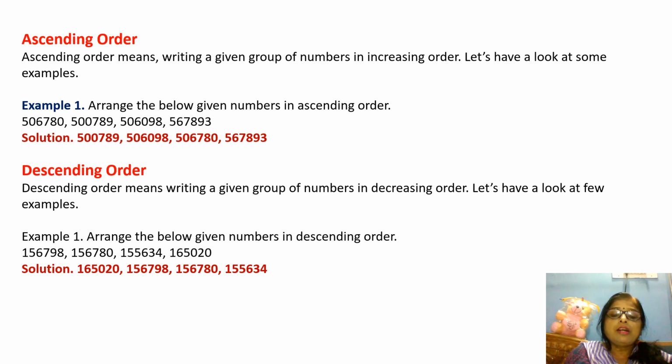So the first numeral will be the smallest and the last will be the largest. In this way, you can solve the ascending order. Next one, descending order. Just opposite of ascending order. Descending order means writing a given group of numbers in decreasing order.